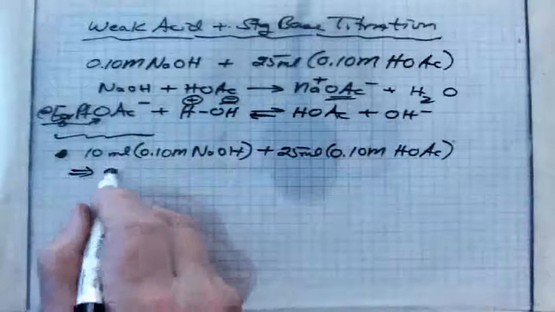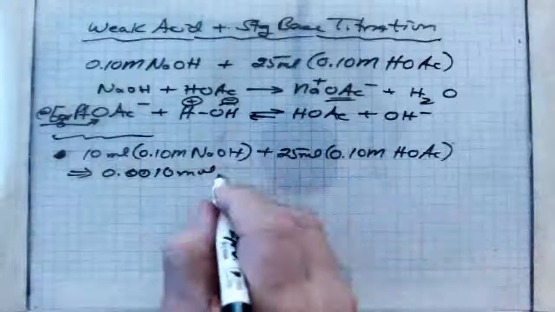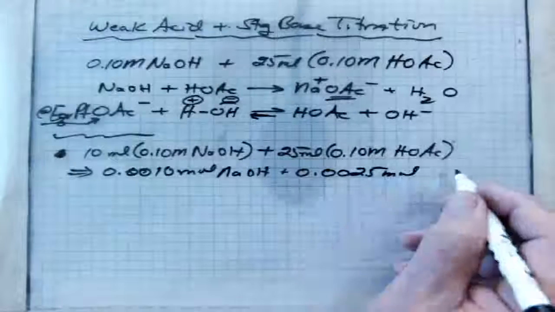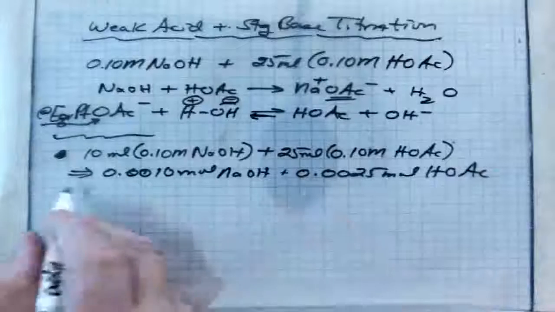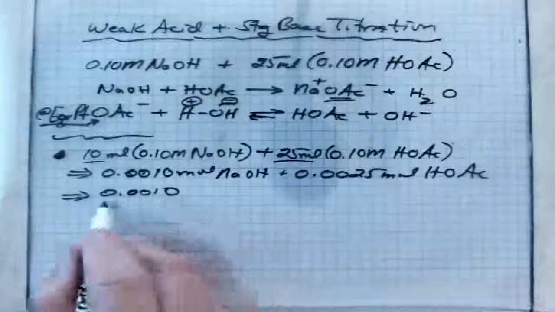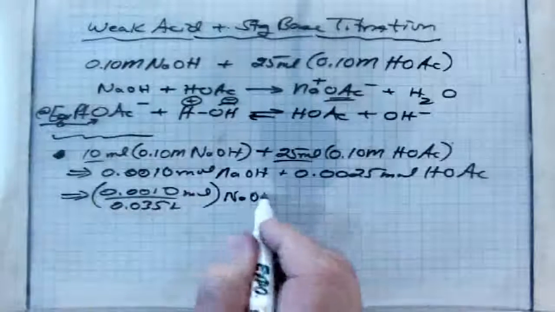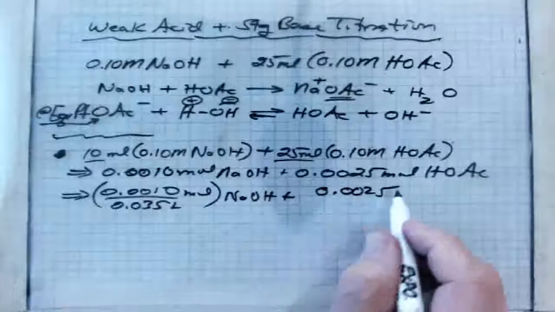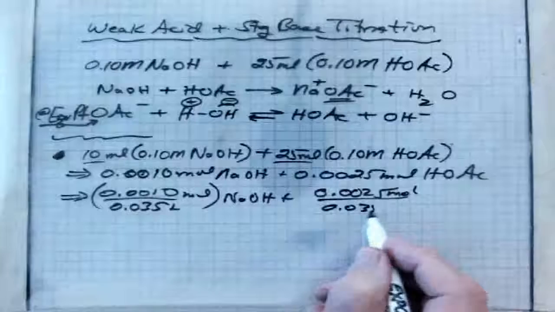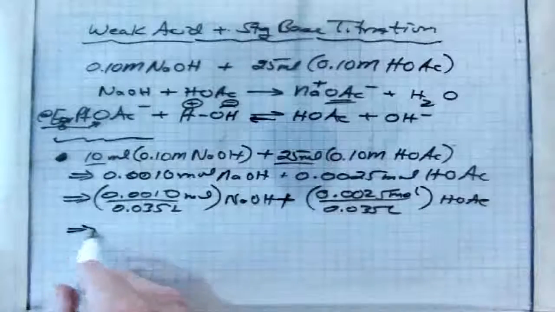And so this is going to give you 0.0010 mole of sodium hydroxide, molarity times volume again, plus 0.0025 mole of the acetic acid. Now we have to convert to molarities. So we have 10 and 25, 35 mL. So this is 0.0010 mole over 0.035 liter of sodium hydroxide plus 0.0025 mole over 0.035 liter, like we did in the other calculations.